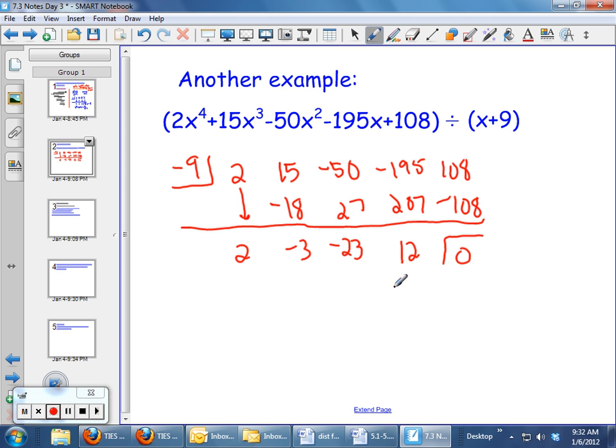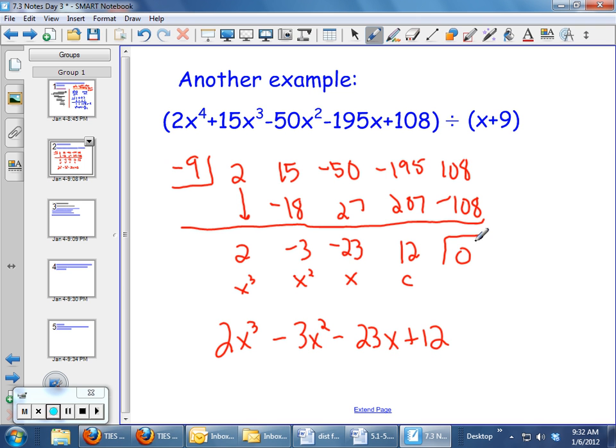Okay. So our answer, when we take this divided by x plus 9, we get, let's see, this is going to be our constant term, that's going to be our x term, that's going to be our x squared term, and this will be our x to the third term. So it's going to be 2x to the third minus 3x squared minus 23x plus 12 with no remainder. So when we divide these, we get that. So what that means is if we take this times x plus 9, we get this big polynomial.